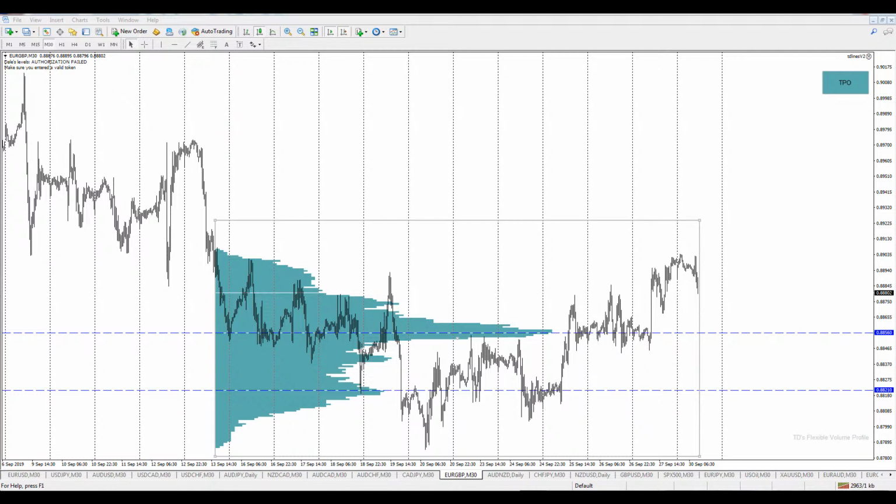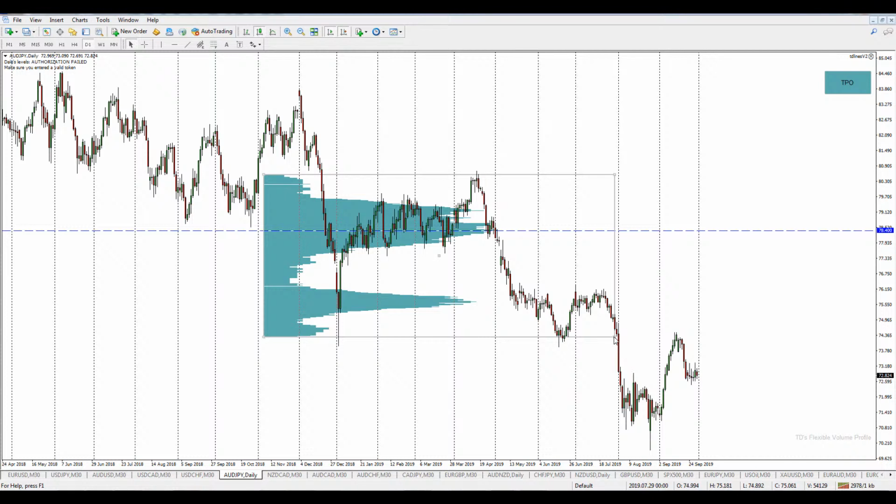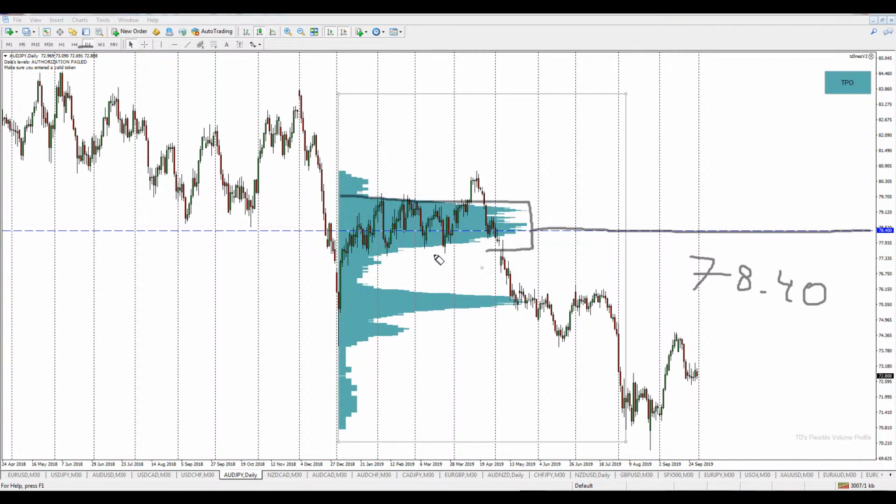This one is on the Australian dollar Japanese yen, and this one is not the usual swing trade idea. This one is sort of long-term swing trade idea, I would say. Now let me show you what I have in mind. It is this strong resistance level on a daily chart at 78.40. Now in this rotation, in this 4-month rotation, there were pretty heavy volumes accumulated there.